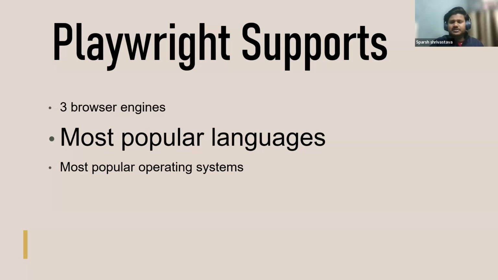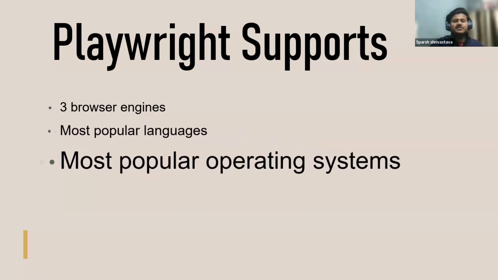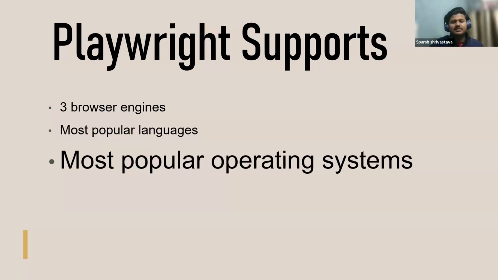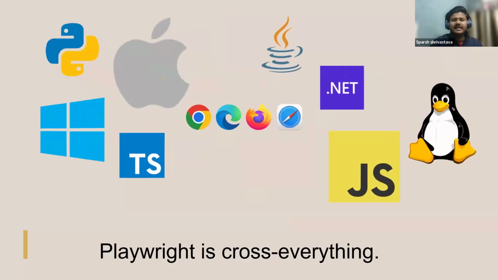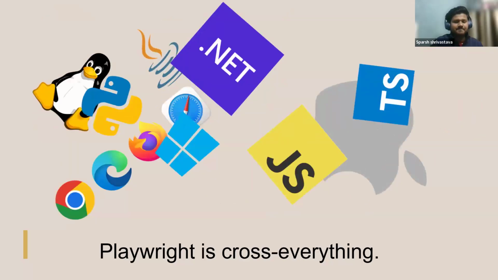Second, it supports most popular languages like Java, JavaScript, TypeScript, .NET, and so on. Apart from that, it also supports multiple operating systems, like Mac OS, Linux, and Windows, which are the most popular operating systems. So we can say that Playwright is actually cross everything, right?